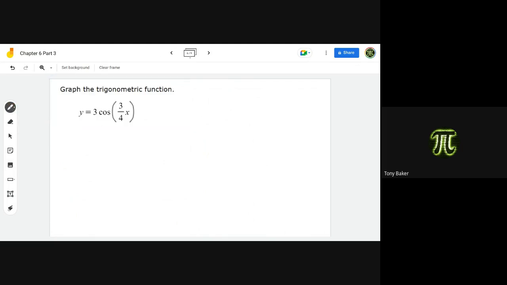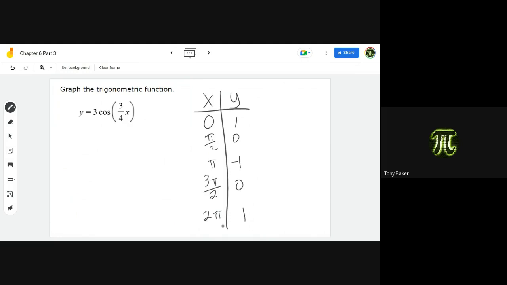All right, so here we go. We've got two numbers now, right? So again, we're going to start off with our parent function. This is cosine. So my parent, so 0, pi over 2, pi, 3 pi over 2, 2 pi, 1, 0, negative 1, 0, 1. So that's my parent function for cosine.